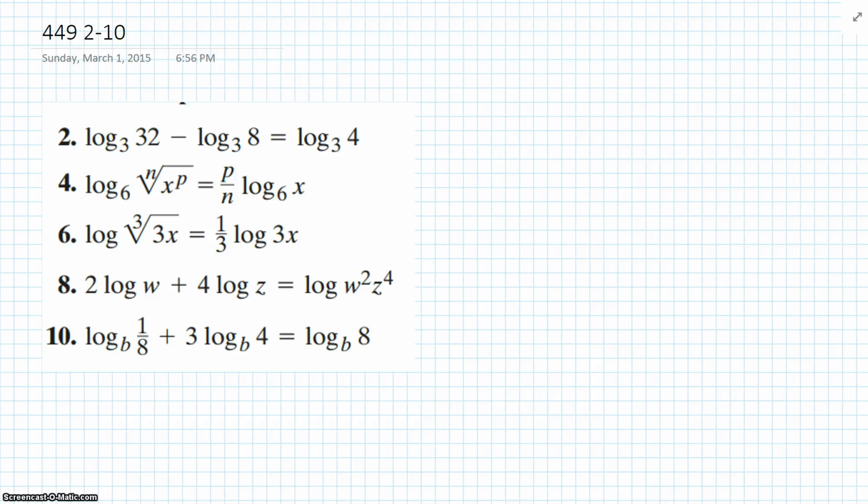Chapter 8 Review. Page 449, number 2. Write the property that we use. Log base 3 of 32 minus log base 3 of 8 equals log base 3 of 4. Well, since we're subtracting and dividing, that one's going to be the quotient property.